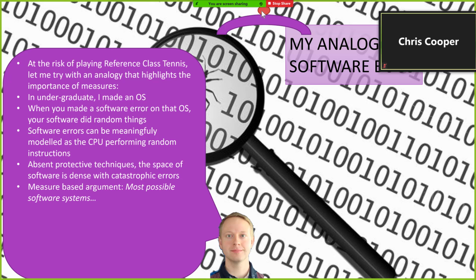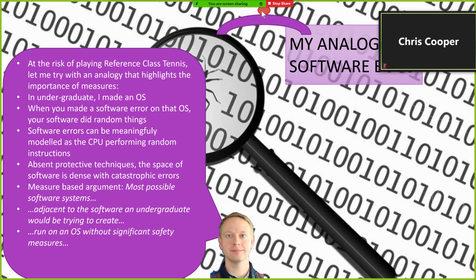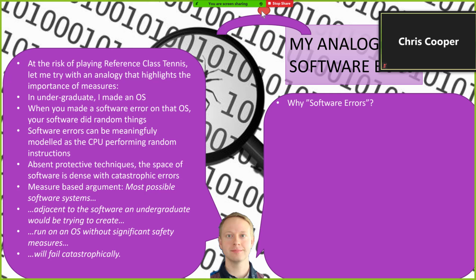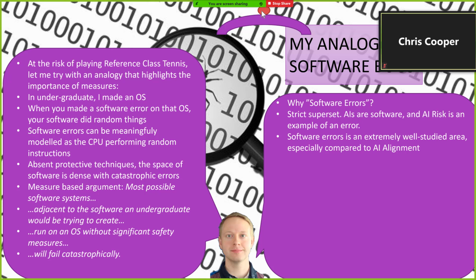So that's a measure-based argument. Most possible software systems that are adjacent, even one bit away from the software that someone like me would try to create on an operating system that doesn't have these safety measures, will fail catastrophically. Now, why do I believe this is a good or important analogy? Well, software errors are a strict superset of AI risk, because AIs are software and AI risk is likely to be an error. But software errors is an area that has been studied really, really well, especially compared to AI alignment. And when we build software, we have built an enormous amount of type systems and memory isolation and all these kind of things that mean that when we actually build software, it doesn't feel quite as difficult as it actually is.